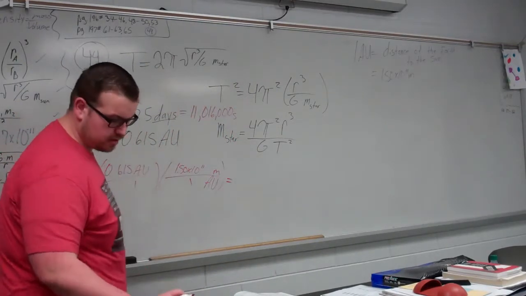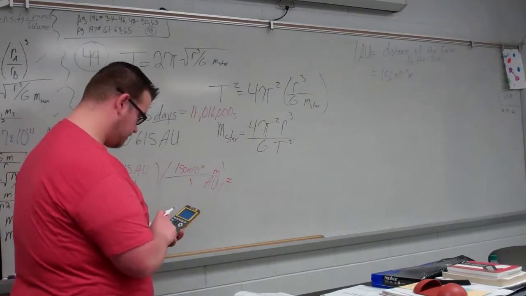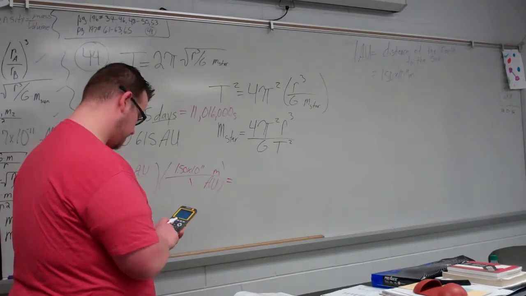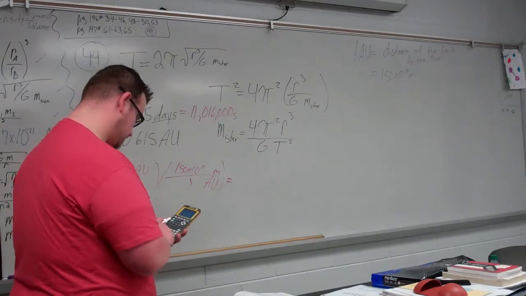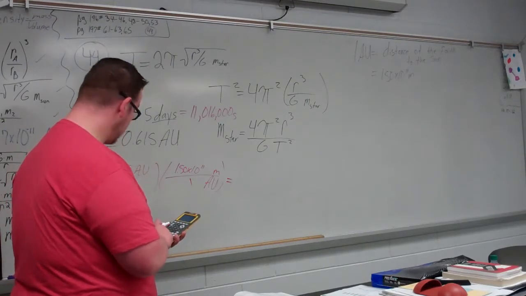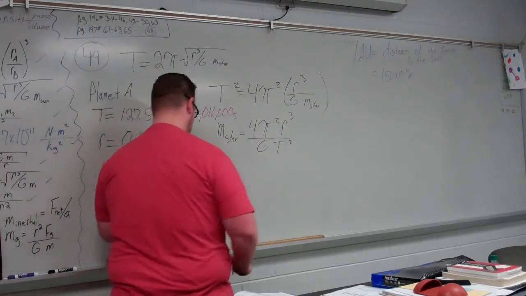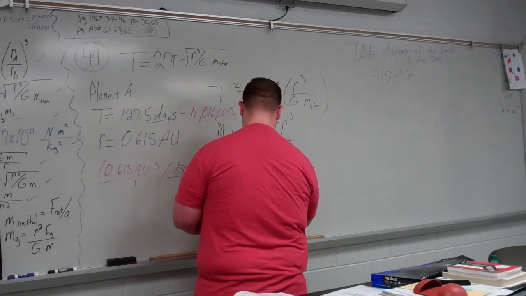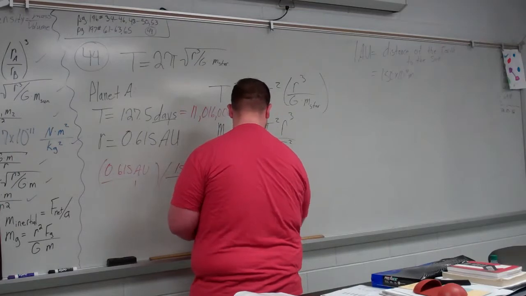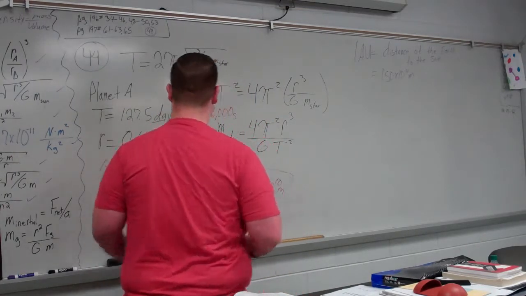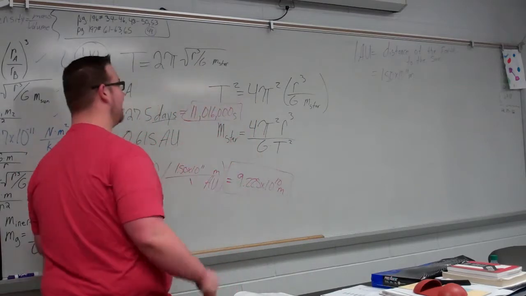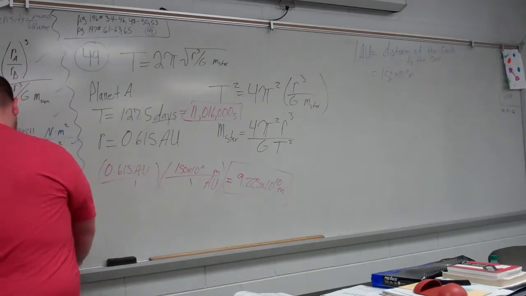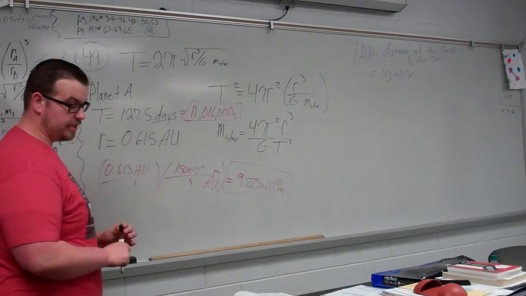Do this in a calculator. 9.225 times 10 to the 10 meters. Okay. There's my radius, and there's my period. Now I can really start using this. Now I can do some math, plug in things that I know. So I'm going to come back over here.